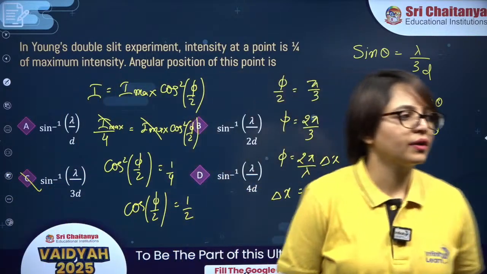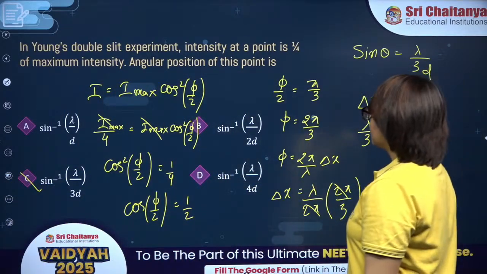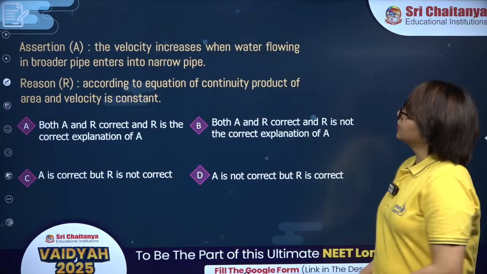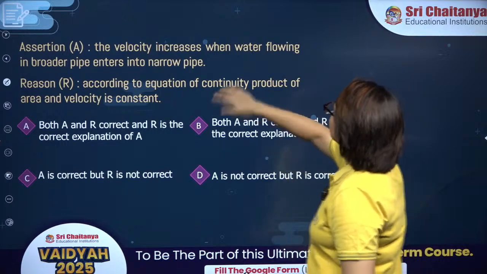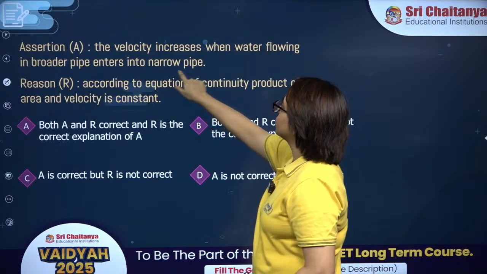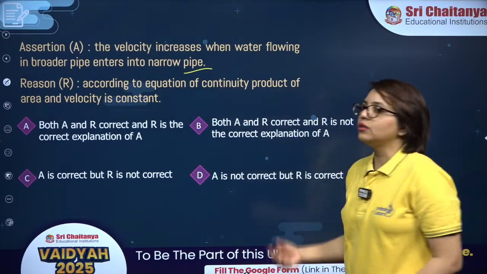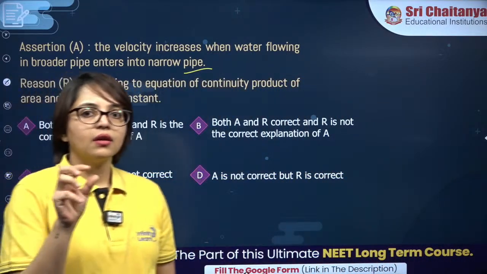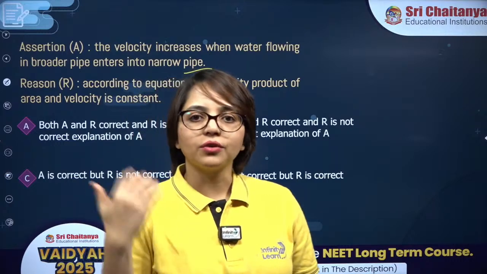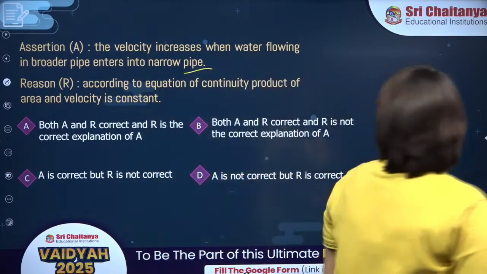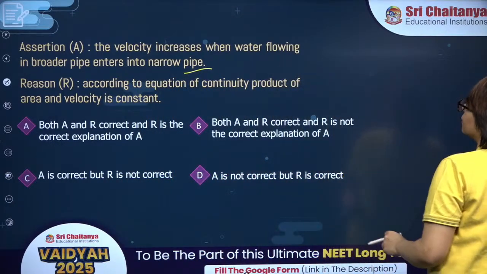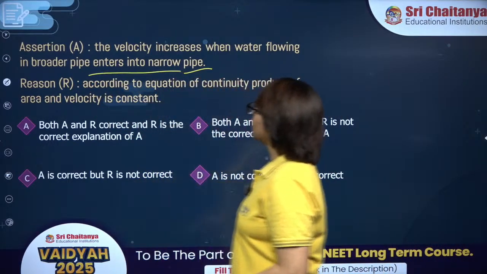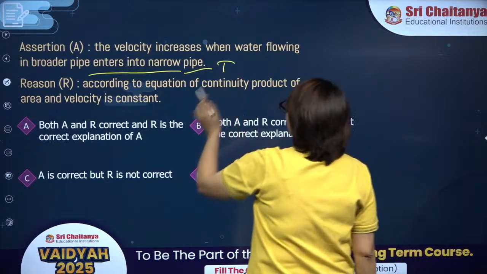Well done guys, well done. Chaliye. Alright, let's move on to the next one. We have an assertion reason type question now. The assertion is: the velocity increases when the water flowing in a broader pipe enters into a narrow pipe. Yes, that is true. When you are watering your plants and then suddenly you compress the opening of the pipe, the water comes out with higher velocity, right? So the velocity of the water increases when water flowing in a broader pipe enters into the narrow pipe. Yes, it is true. Why is it true?